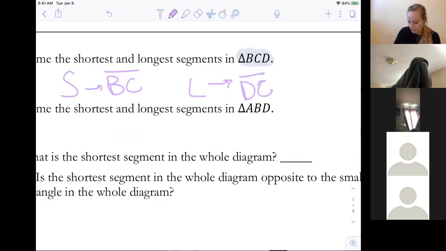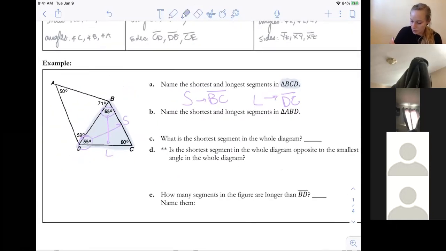Great job. All right, now I need to do shortest and longest segment of ABD. Let's see, JJ, can you redeem yourself? Can you give me smallest and largest of this one? Okay, JJ, I can't mark you present if you're not going to talk to me. All right, I guess he's absent then. All right, somebody else want to volunteer?